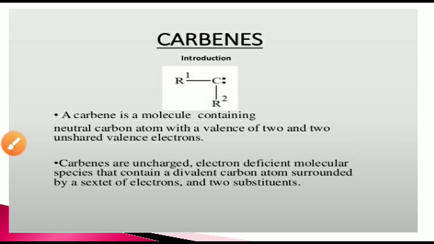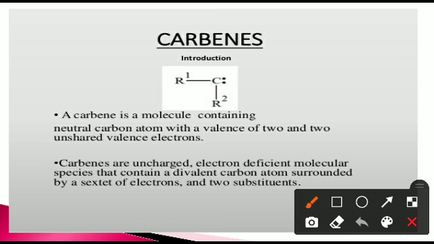What is the carbene? Carbene is a molecule containing a neutral carbon atom with a valence of 2 and 2 unshared valence electrons. Here this is a divalent compound that contains a free lone pair of electrons, and here the two valences, that is R1 and R2, these are the two valences.